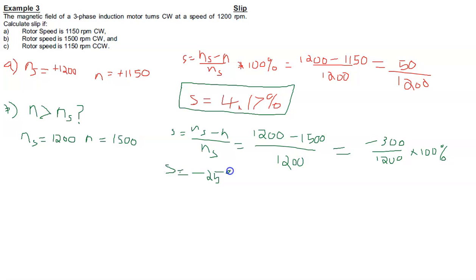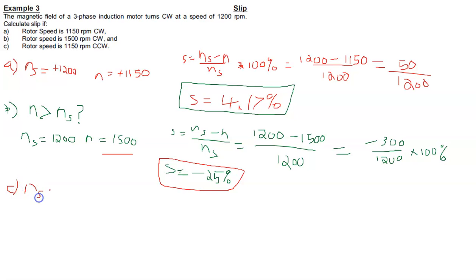And again, we stress that we don't usually get that. But if the rotor could turn faster than the field, the slip would certainly be negative. Okay, part C then.